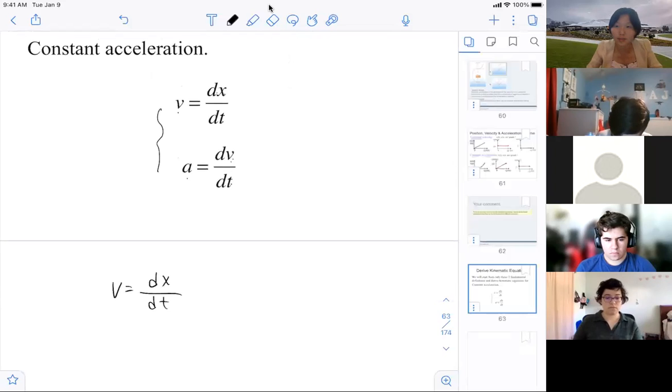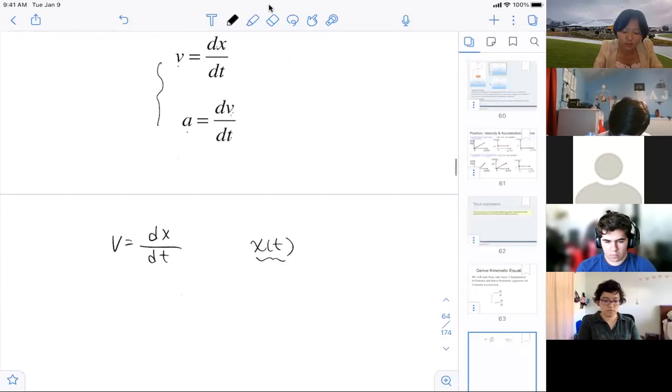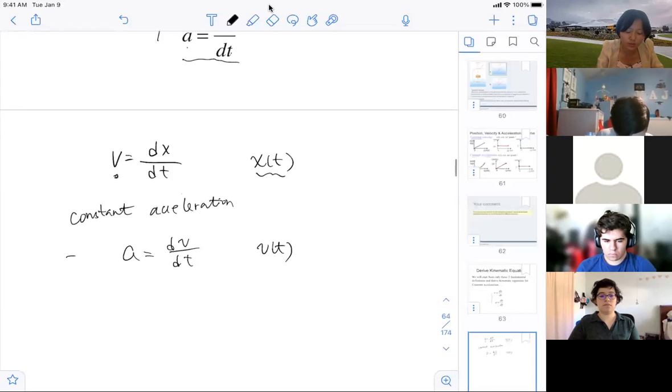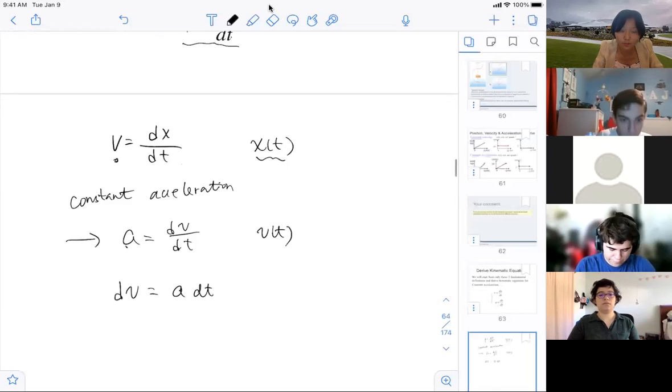v is dx/dt. So I want to derive the function for position change with respect to time. In fact, I find it a little easier to start with the acceleration first, because the velocity is also changing with respect to time. But when I deal with a constant acceleration, the acceleration doesn't change. So it's easier to start with this equation first. So I'm going to start here. Multiply both sides by dt, you get dv is equal to a dt. And then integrate both sides.